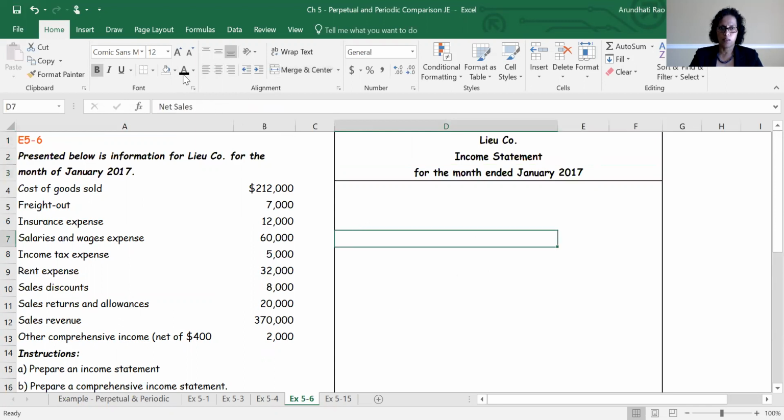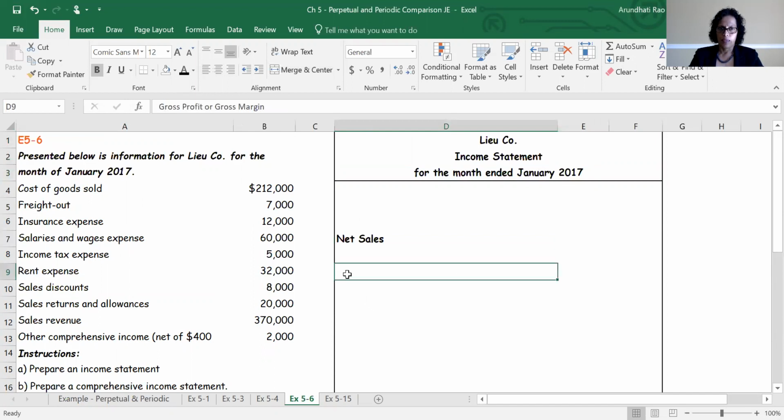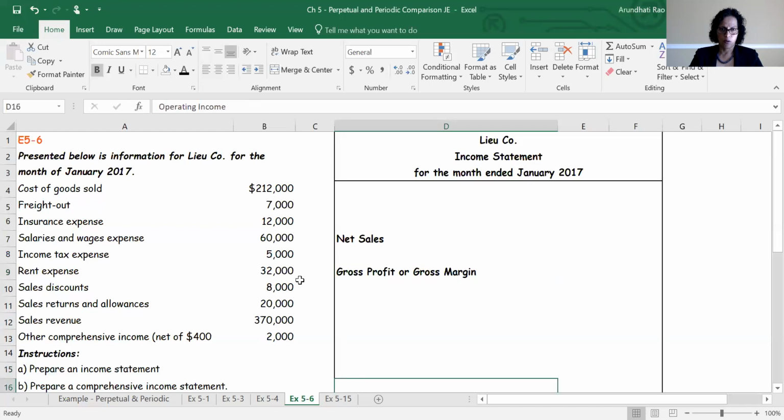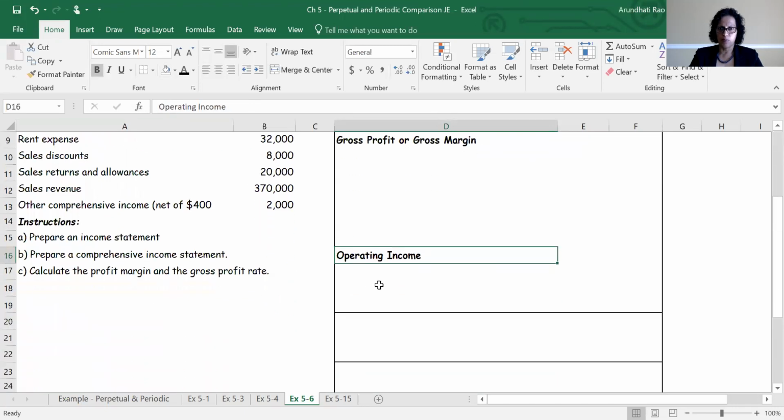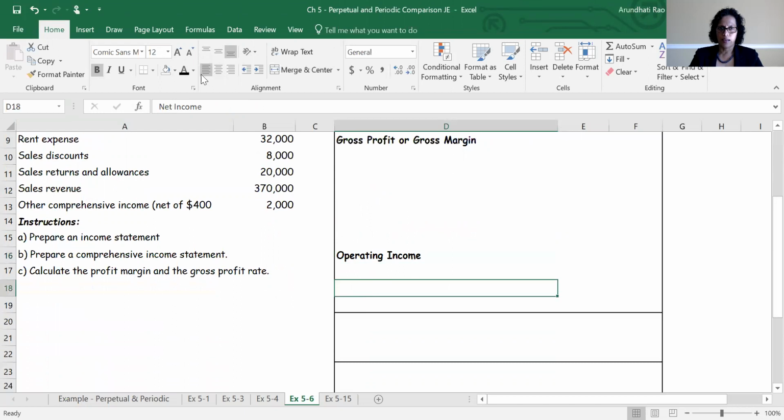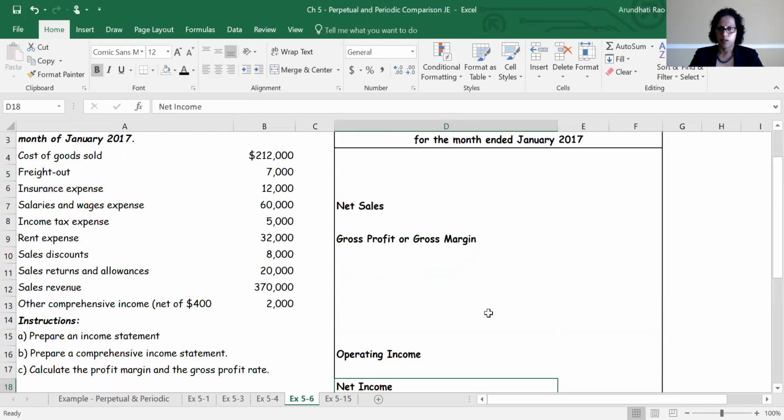So to start with, I have a calculation for net sales, and then I'll have a calculation for gross profit, which is also called gross margin. And then I have a calculation for my operating income, and finally, my net income number. So what we have over here are numbers that are important. We need to arrive at those numbers, and in order to arrive at those numbers, we have to find the additional information.